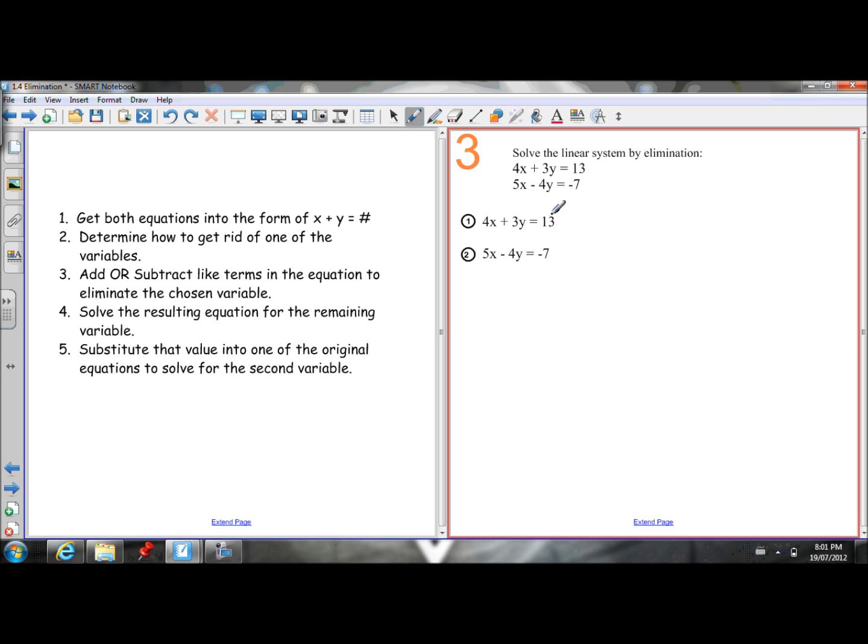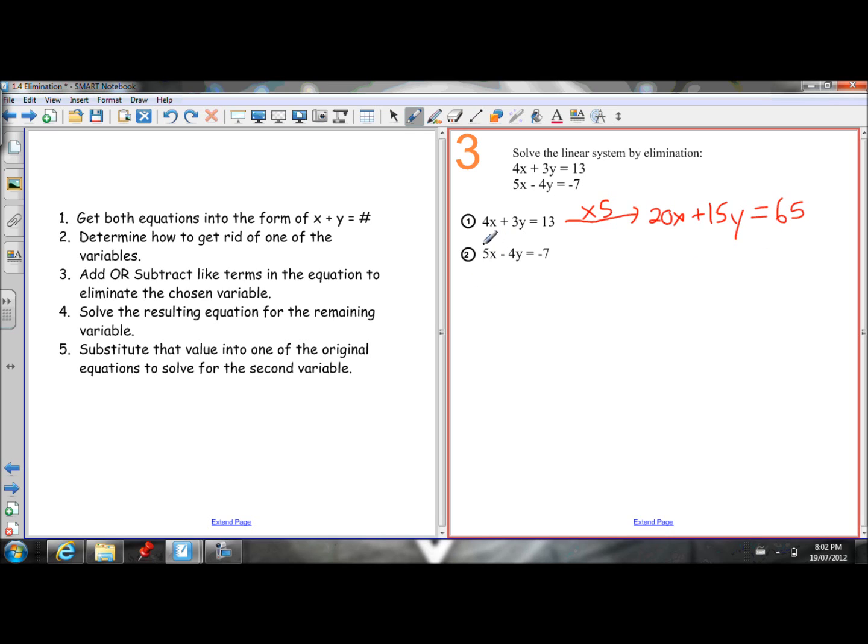If I multiplied this top equation by 5, it would make this be 20x. Don't forget to multiply every term in this first equation by 5, plus 15y, equals 13 times 5 is 65.